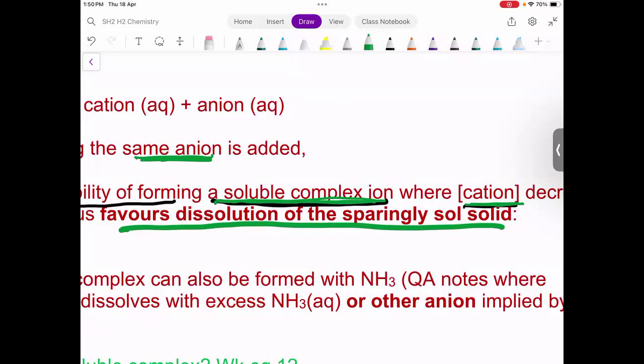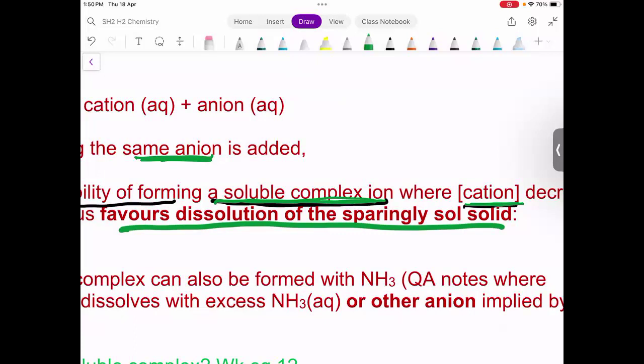Okay, so since the anion is the same, there could be two effects. One is the common ion effect, which will reduce the solubility. But once you see that the question implies enhanced solubility, then you must recognize that it is forming a soluble complex.